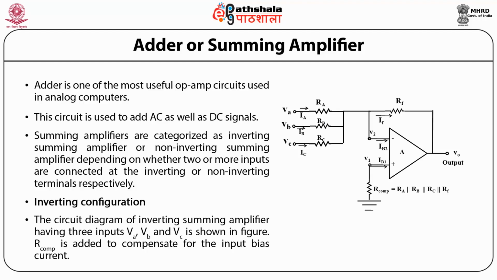The circuit diagram of inverting summing amplifier having three inputs VA, VB and VC is shown in figure. We can see that the inputs VA, VB and VC are added at the inverting input. That is why it is called an inverting adder. RF is the feedback resistor. IA, IB and IC are the currents flowing through resistors RA, RB and RC respectively. IB2 is the current which is flowing in the inverting terminal and IB1 is the current which is flowing in the non-inverting terminal. A resistor R compensatory is added at the non-inverting terminal to compensate for the input bias current.